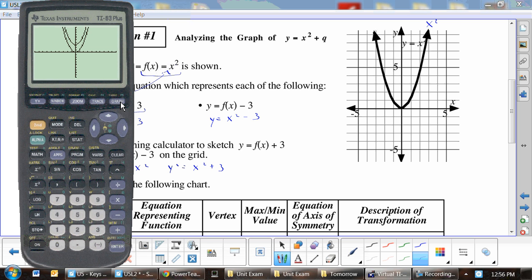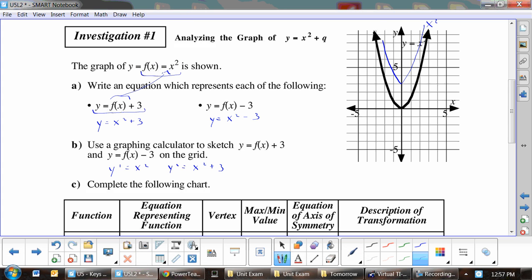If it's not exactly the same, press zoom 6. And that'll make our windows the same. Got it, Andrew? Okay, then go check your... Okay. So this one right here is our x squared. And this one is our x squared plus 3. So what do we notice about our x squared plus 3? How is it different? Moved it up 3 spaces. Because we know that our x squared is the one where the vertex is at 0.